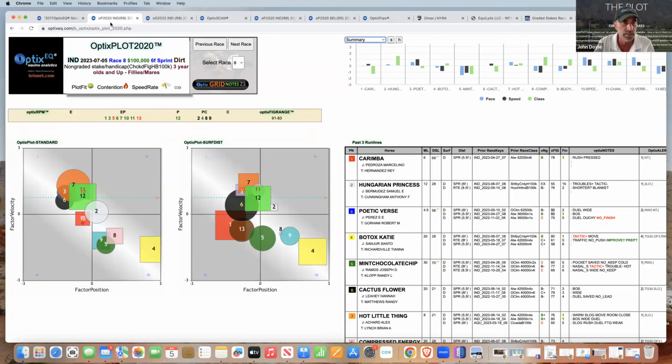10 looks the best. The 11 looks like the best value of the early pace runners. And then the 2 and the 4, as the horses from off the pace, look like good long shots in race 8 at Indianapolis today.